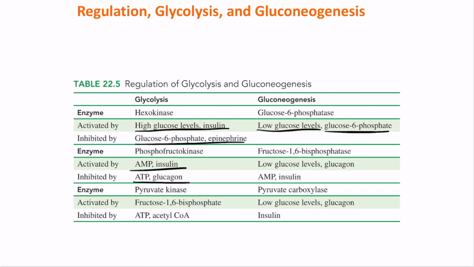The enzyme for the creation of fructose 1,6 biphosphate in gluconeogenesis is activated by low glucose levels and glucagon, and inhibited by AMP and insulin. The enzyme pyruvate kinase is activated by fructose 1,6 biphosphate and inhibited by ATP and acetyl-CoA. The enzyme pyruvate carboxylase is activated by low glucose levels and glucagon and inhibited by insulin.